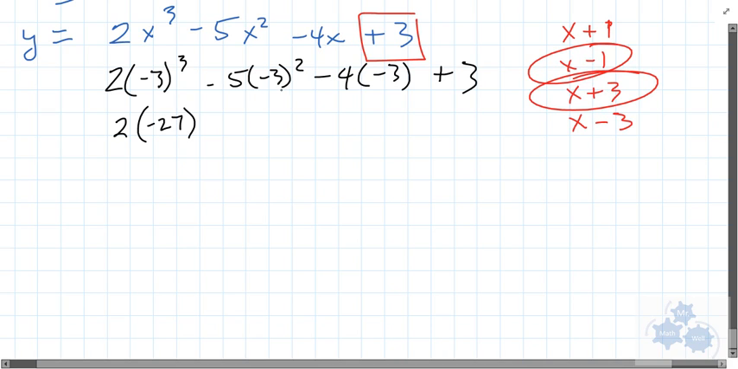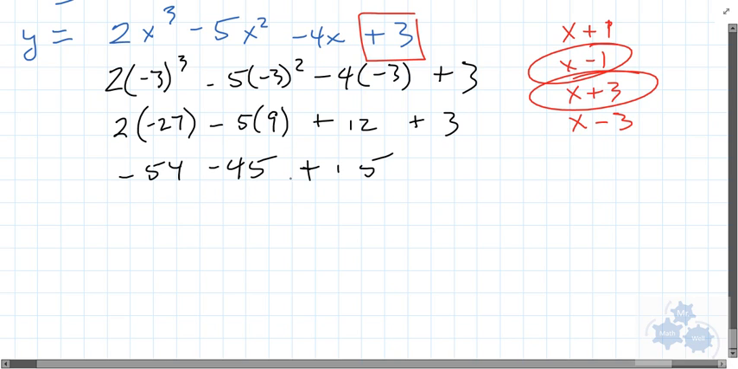What's this? Don't say 6. Thank you. Okay, so this is +9. So that's minus 5 times +9. Got that? All right, and plus 12 plus 3. So is this going to work or no? Well, that's negative what? 54. That's going to be negative 45. That's going to be plus. Okay, so that's plus 15 over here. Does that work? No. Okay, not equal to 0.